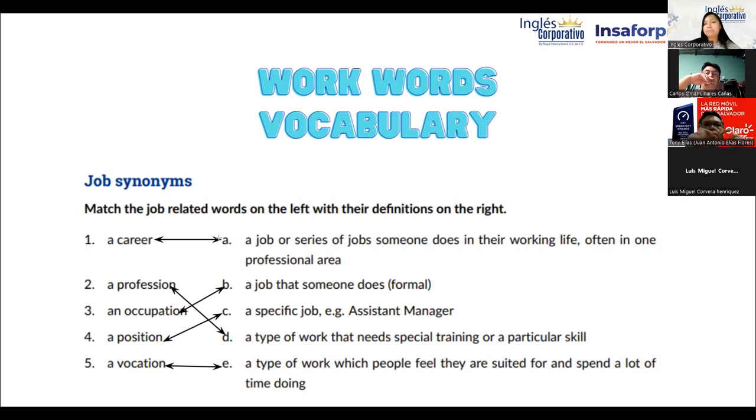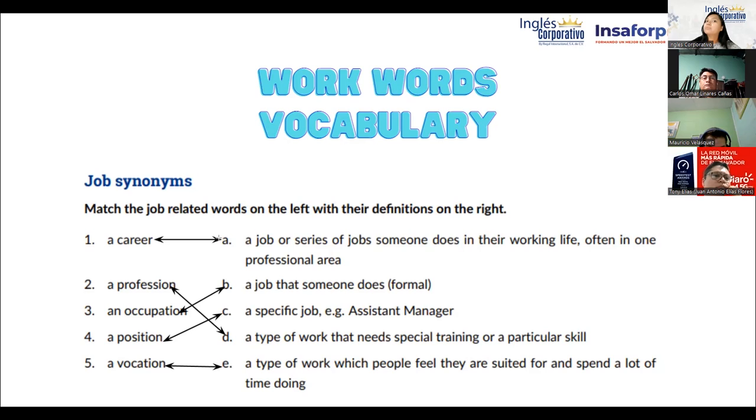It's about your time of work, your work life. Yes, that is correct. Okay. Don't get confused. The career is just your trayectoria profesional. No tiene nada que ver con la universidad. Okay. So let's move to the following.